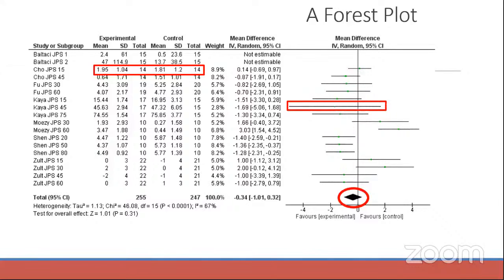Most important thing, see the diamond at the bottom of the figure, whether it falls towards the experimental group side or the control group side. If it falls on one side, it clearly favors that group. But what happens if it crosses the mid-zero line? It means that it is not favoring either group. So there is no significant difference between the groups. That's what it means out of the meta-analysis that we had here.